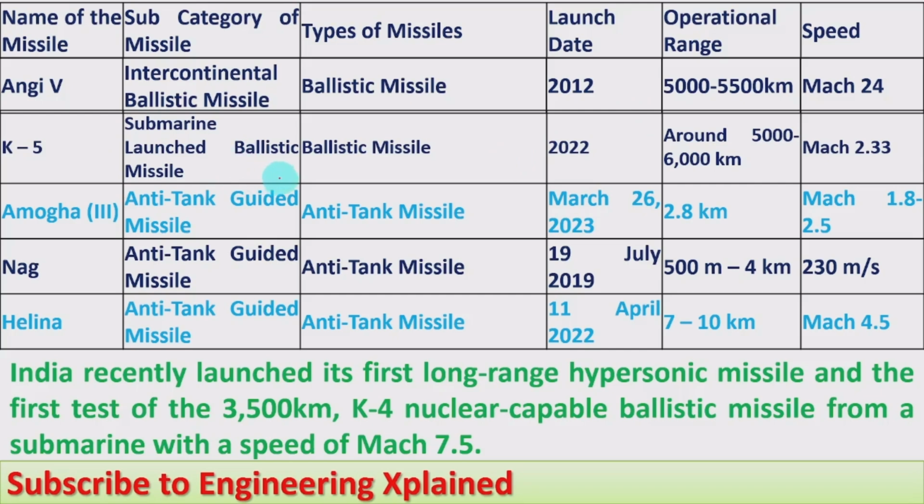K5 submarine launched ballistic missile. It is a ballistic missile which is launched in the year 2022. Around 5000 to 6000 kilometer range it is and Mach 2.33 speed.